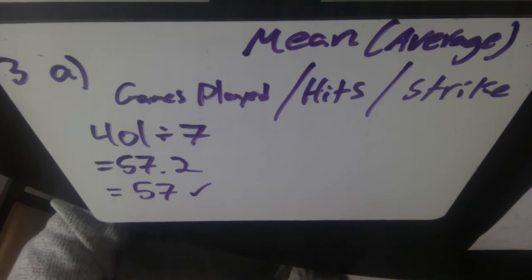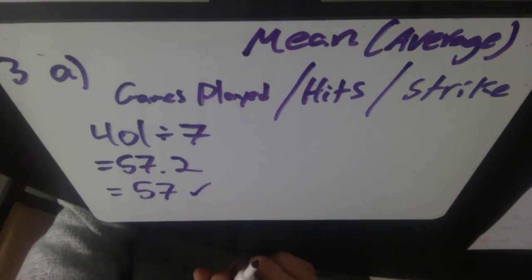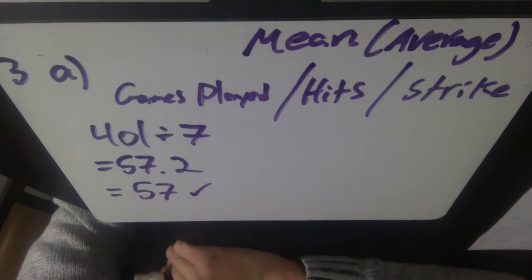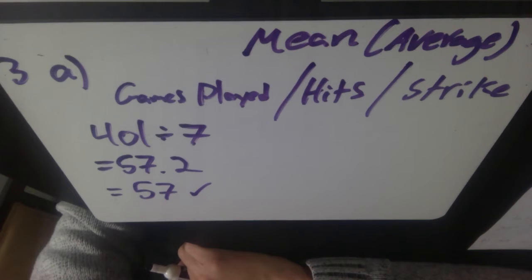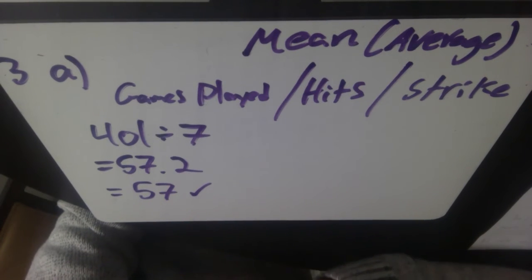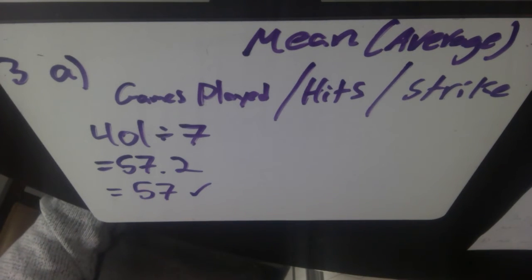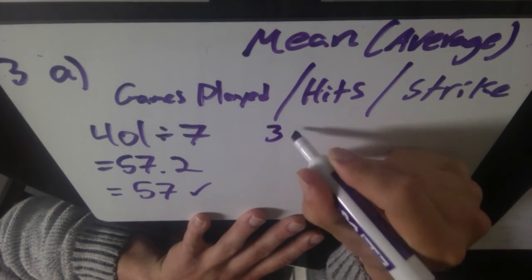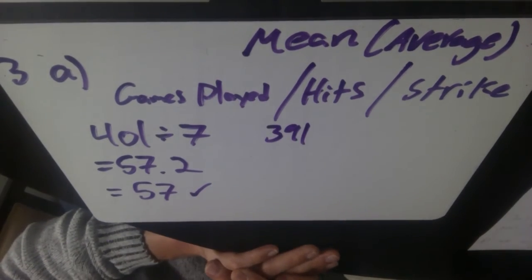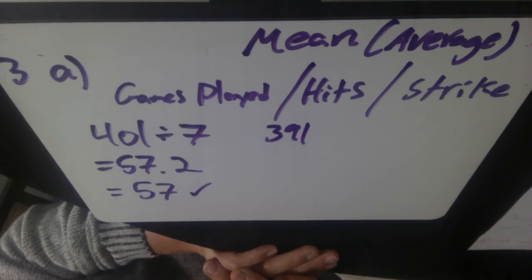Hits. What was the average, the mean number of hits on this team? So add up all your hits: 129 plus 129 plus 71 plus 17 plus 17 plus 11 plus 17. What do all those hits added up give us? They give us 391.